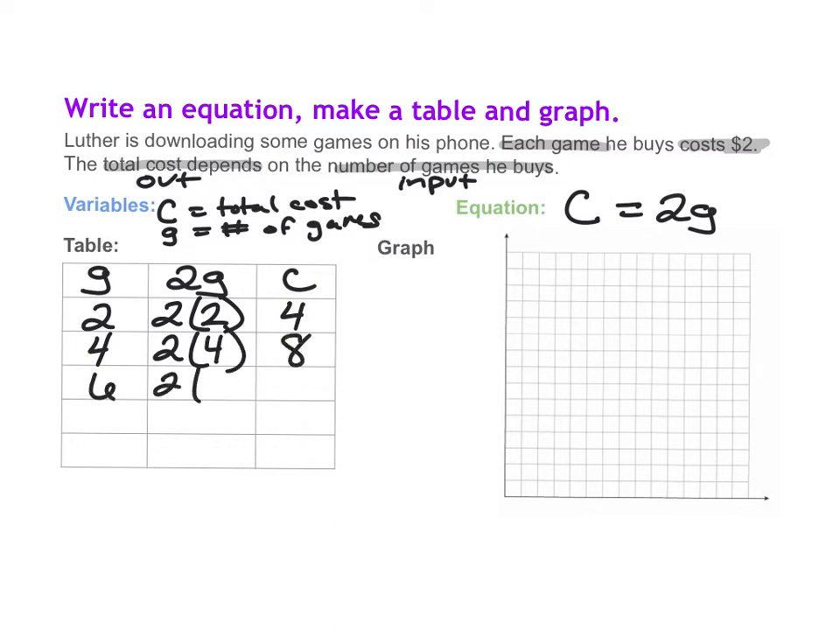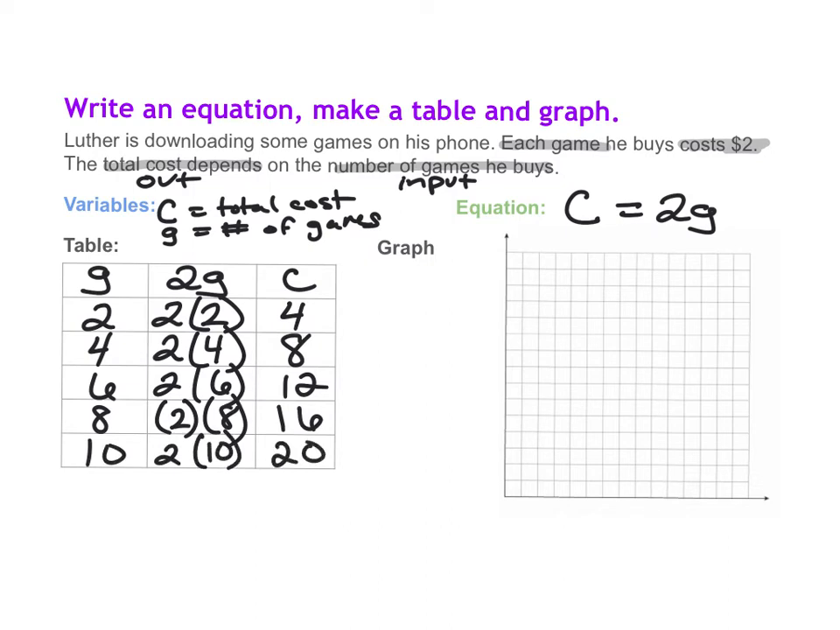6 games, 2 times 6, he'll spend $12. 8 games, that's 2 times 8, he'll spend $16. And then 10 games, $2 for each game. 2 times 10 is $20. So again, what you've created now is ordered pairs. We have input of 2, we get output of 4. Input of 4, output of 8, and so on. And we can see that relationship of that multiple of 2 between y and x there.